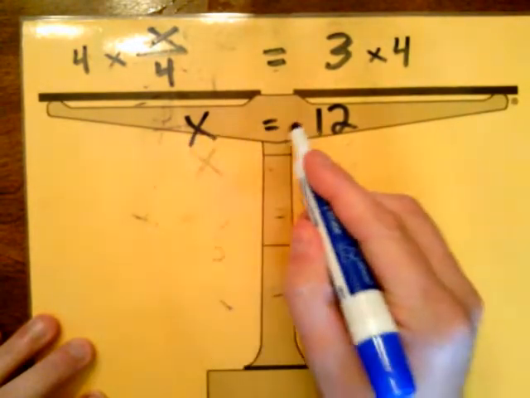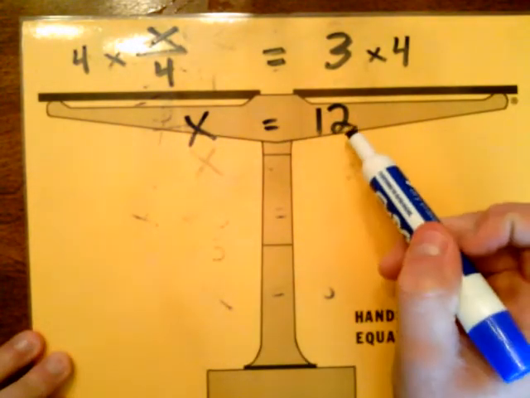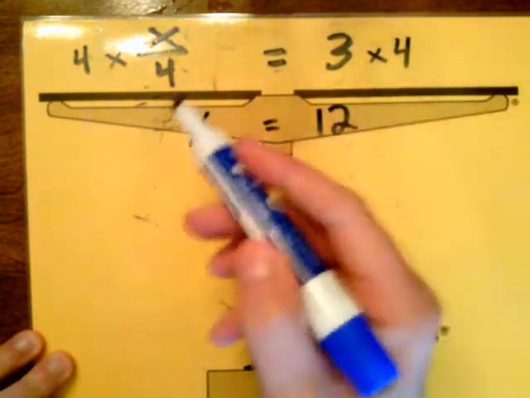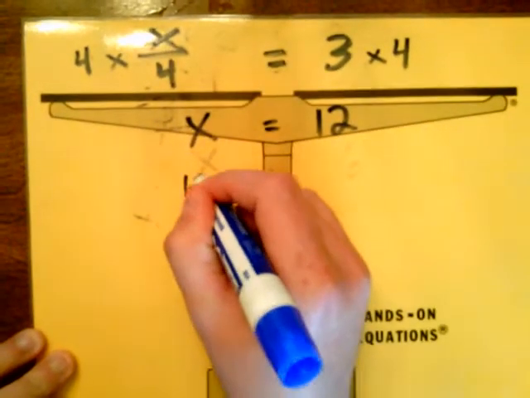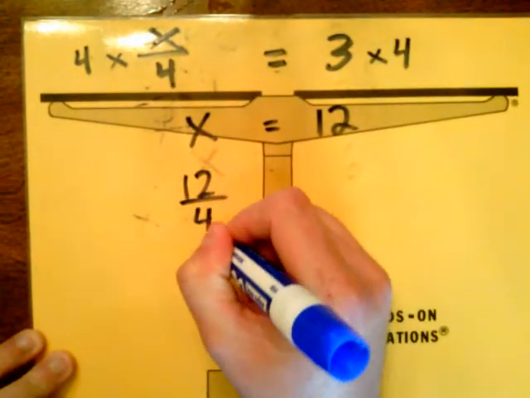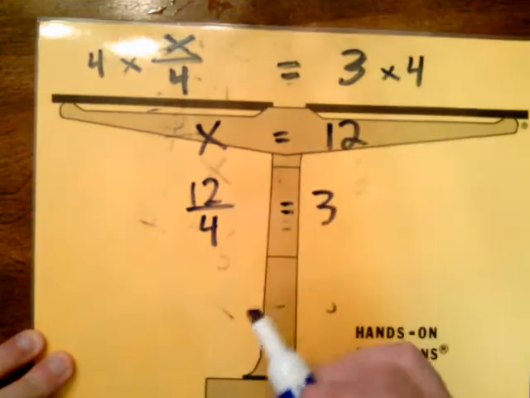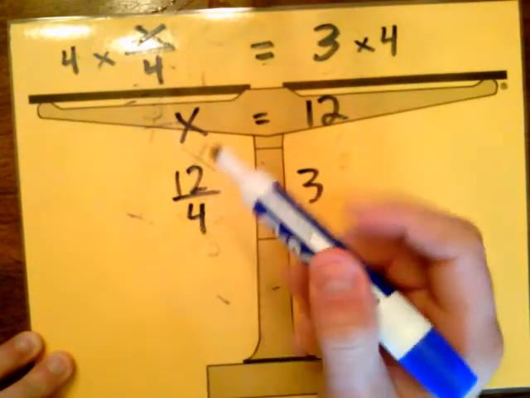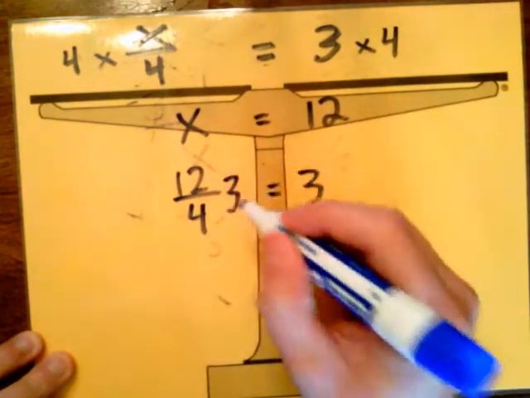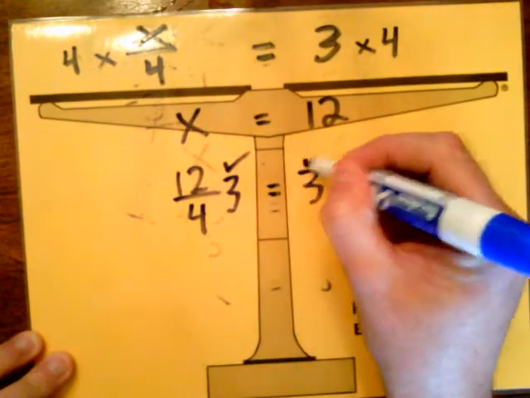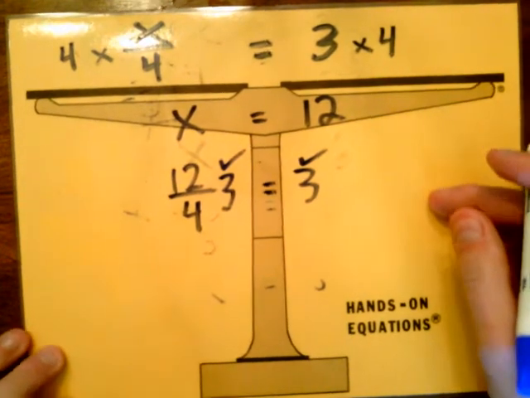So x equals 12. If we go back to our original problem and we plug in 12 for x, I would have 12 divided by 4 equals 3. And we know, because 12 divided by 4 is 3, that 3 equals 3. So I know I got it correct.